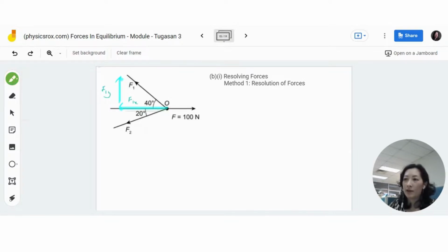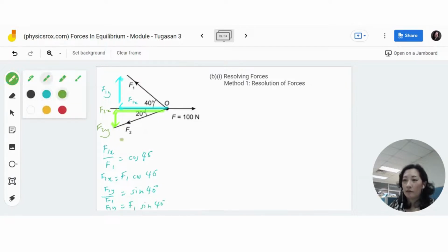And for F2, I'll draw this in green. Let me use this pen. So we've got F2, and this would be F2x, F2y. So to solve F1x, F1y, here's a triangle. F1x over hypotenuse F1, adjacent over hypotenuse, cos 40. That gives us F1x equals F1 cos 40. In the same vein, F1y over F1, opposite over hypotenuse, gives us sine 40. That means F1y equals F1 sine 40.